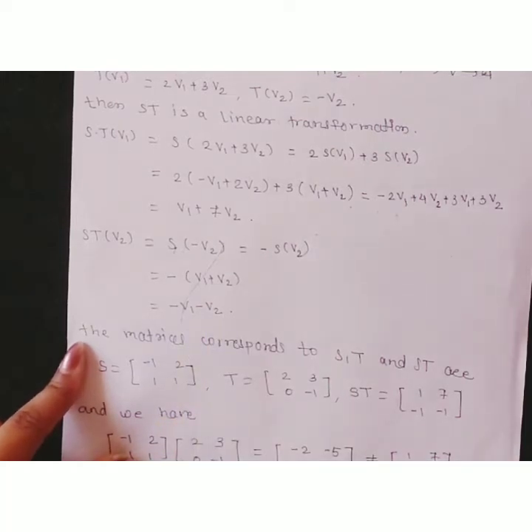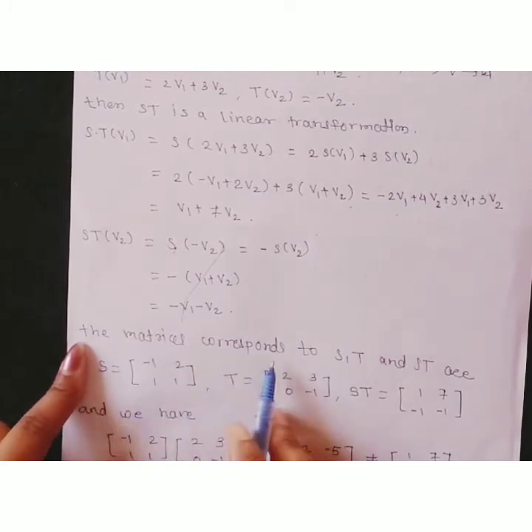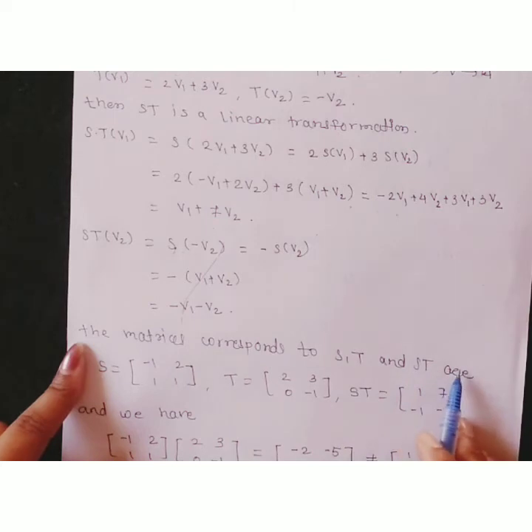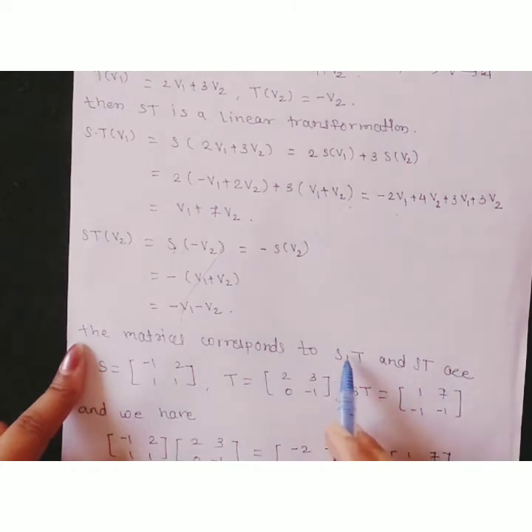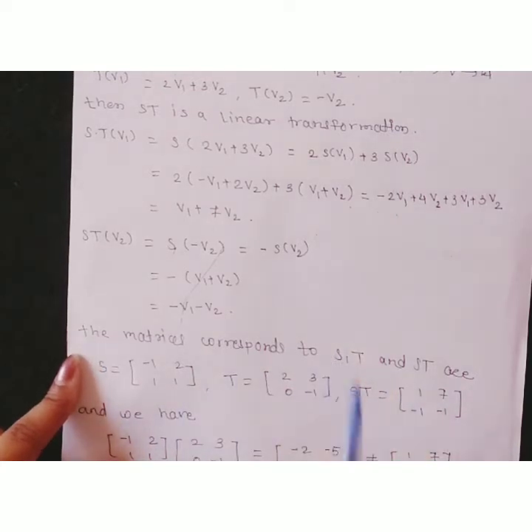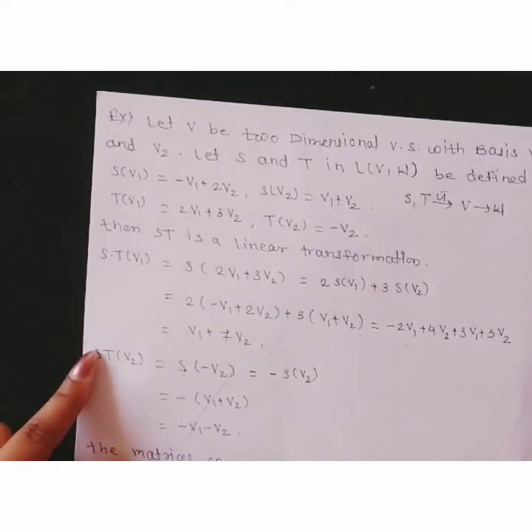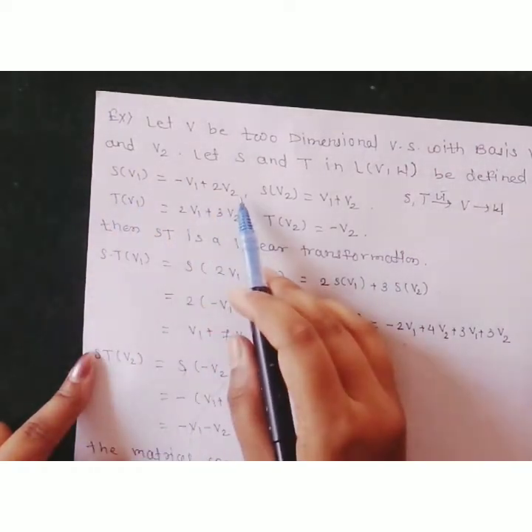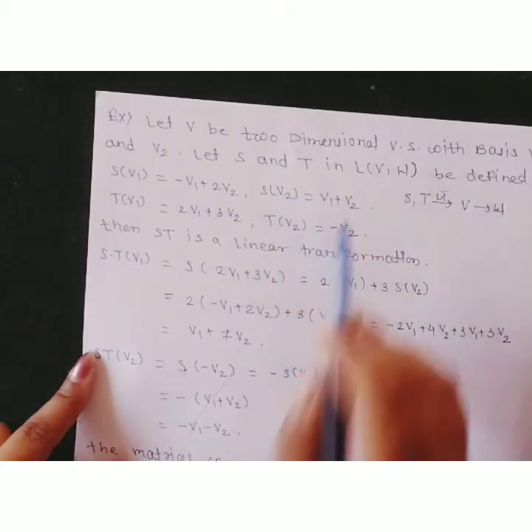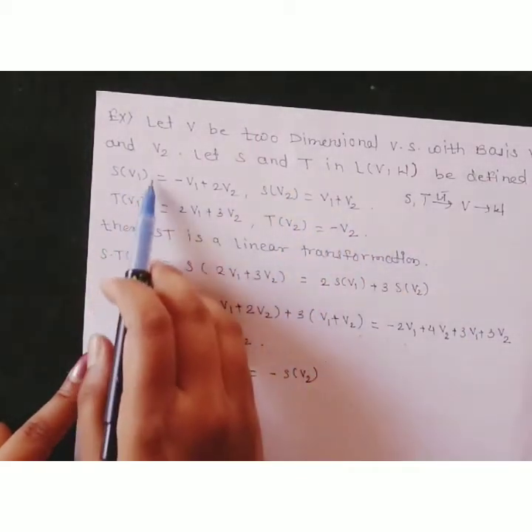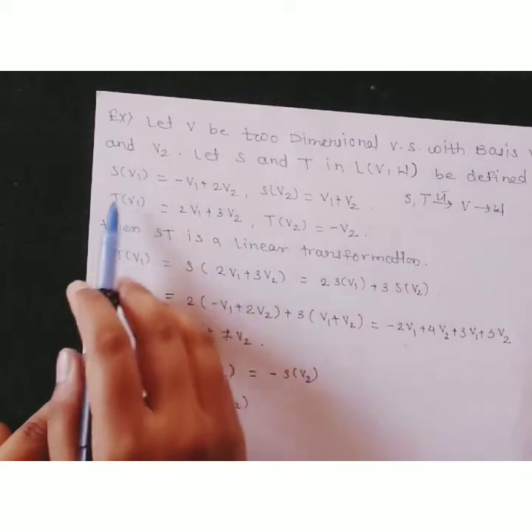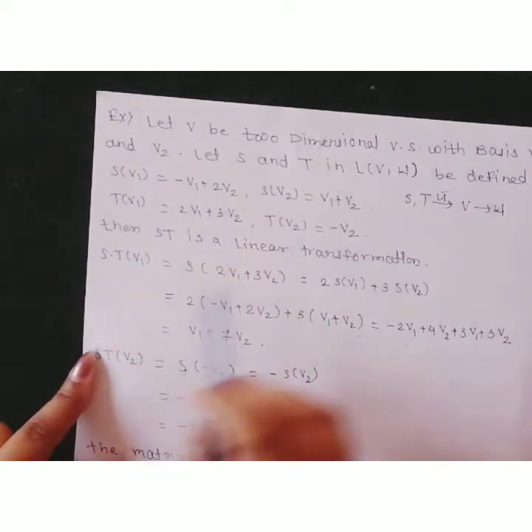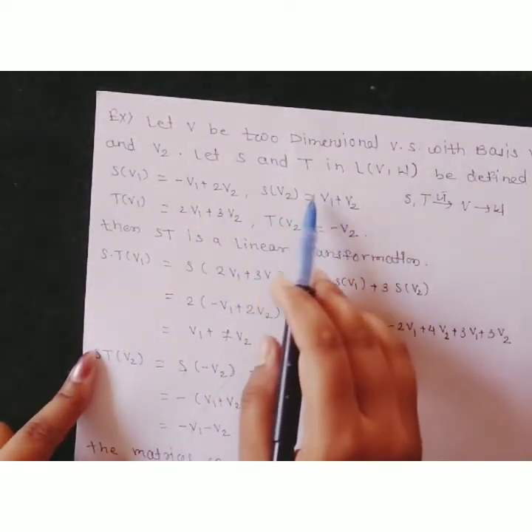Now find the matrices which correspond to each linear transformation, that is, the matrices corresponding to S, T and ST. First we find the matrix corresponding to S. How can it be calculated? As we know, S v1 is minus v1 plus 2v2 and S v2 is v1 plus v2. By using S v1 we find the first row of the matrix, and by using S v2 we find the second row of the matrix.